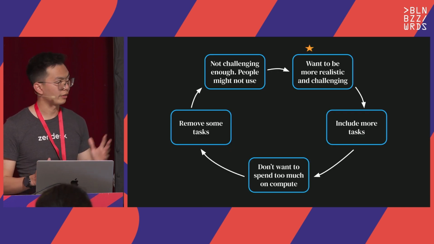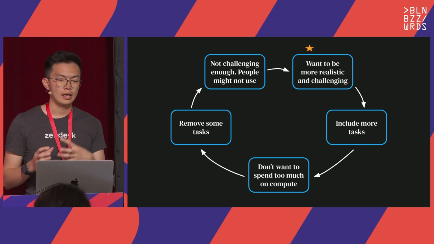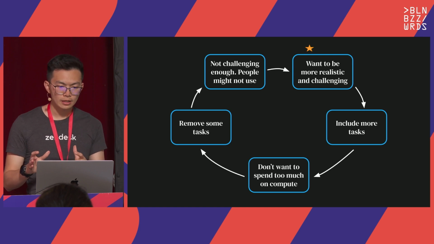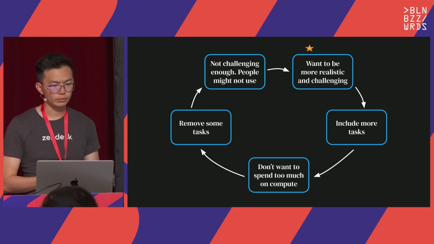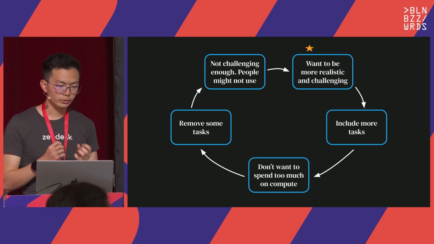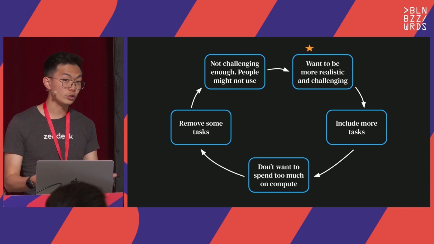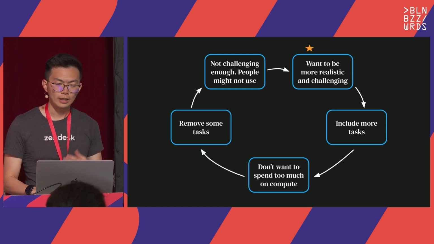Like we're stuck in a loop starting from the orange star. We want to cover more domains and more languages, so we include more tasks, but then we don't want to spend too much on compute, so we want to remove some tasks. But then if we don't include enough coverage, then it's not challenging enough. Then people might not use it as much. So how do we get unstuck?